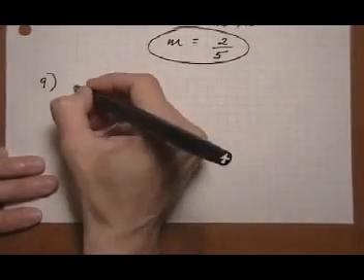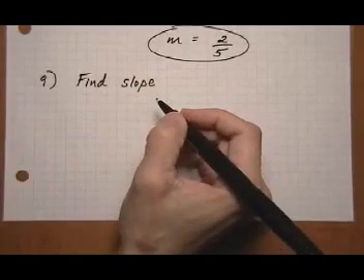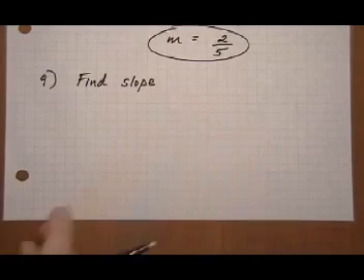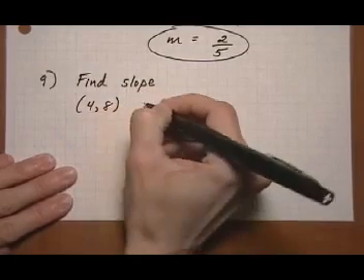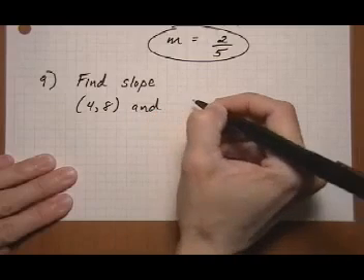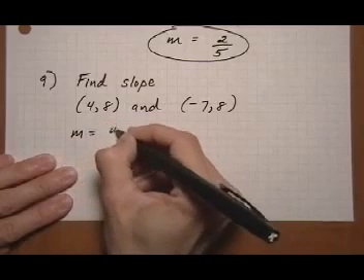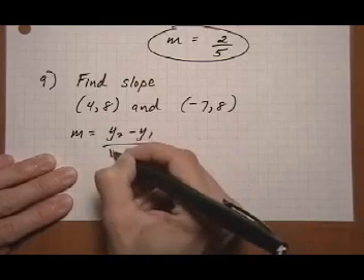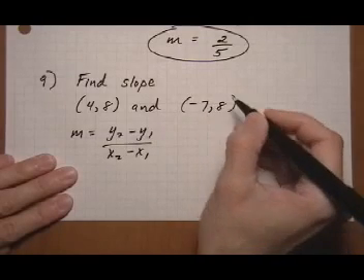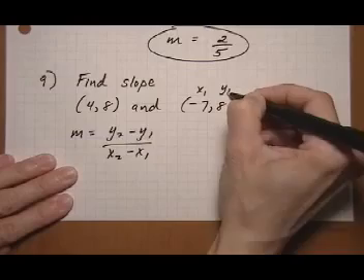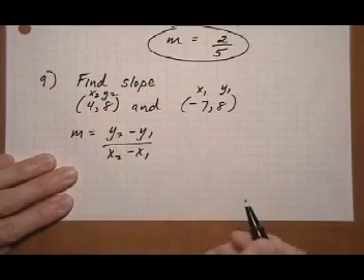Number 9, we again want to find the slope. And we are given 2 different points. We're given the points (4, 8) and (-7, 8). Again, we're going to use the slope formula, y2 minus y1 over x2 minus x1. And this time, just to do it different, I'm going to pick the second point to be point number 1, so it gets x1 and y1. And I'll choose this point to be point number 2, x2, y2.